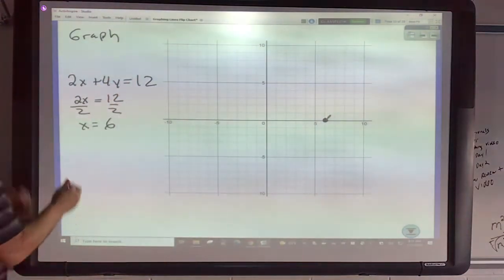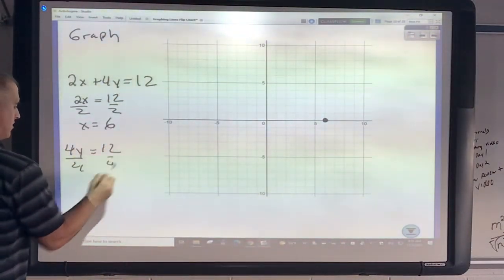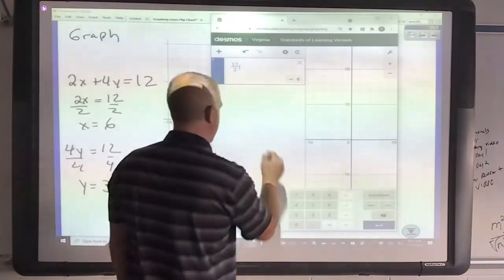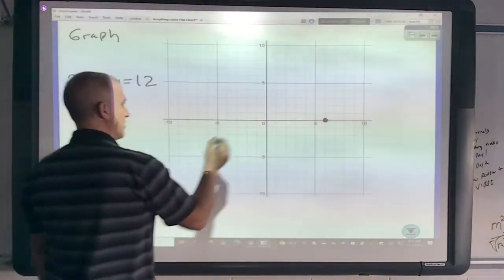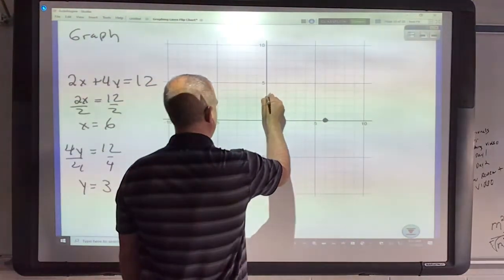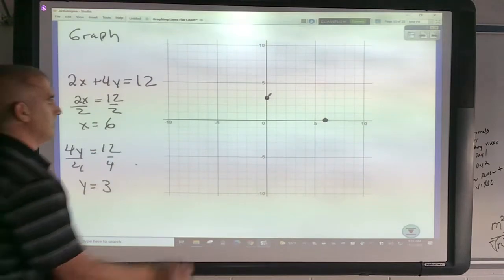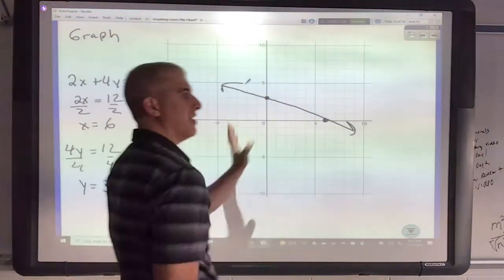Then I take 4y, set it equal to 12. I divide by 4. y would be 3. 12 divided by 4, just so I'm not skipping steps either, is 3. So that's y is 3. And so all I have to do is connect the dots. I don't have to worry about checking positive or negative on that one.